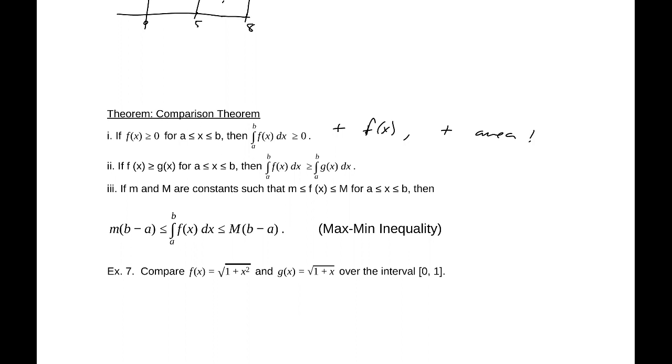All right, next, if f of x is greater than or equal to g of x on the interval a to b, then the integral from a to b of f of x is going to be greater than or equal to the integral from a to b of g of x. Again, think of that as a larger function. A function with larger values is going to have area that is larger. Okay, this is actually called the domination theorem as well. If one function dominates, if it's larger than the other, then the integral is going to have to also be larger. All right, and then we have our max-min inequality.